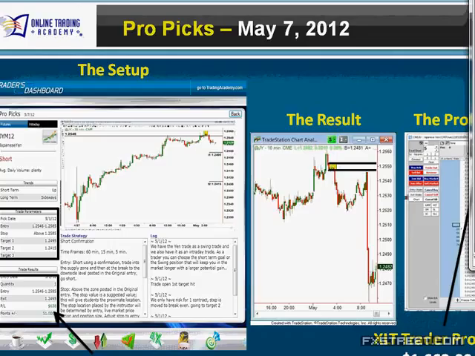All right, let's move on here. So we've talked about a few odds enhancers. The other one that I haven't really mentioned yet is that first retracement. We didn't talk about this last week either.